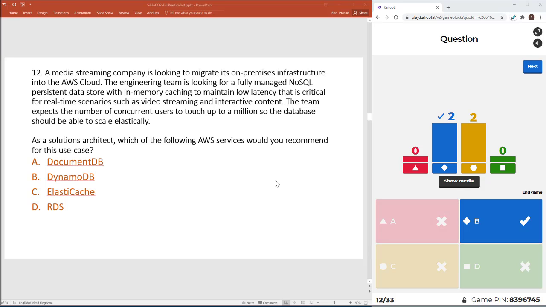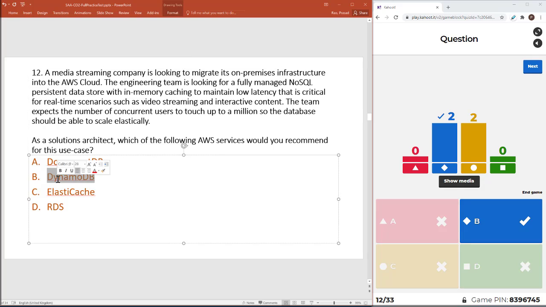I know that could have been confusing, mainly because of the previous question that we did. The term is in-memory caching, and that's why people would have thought about ElastiCache. But no, it talks about a fully managed NoSQL persistent data store. A NoSQL database, and persistent is the key word here. NoSQL and persistent data store.